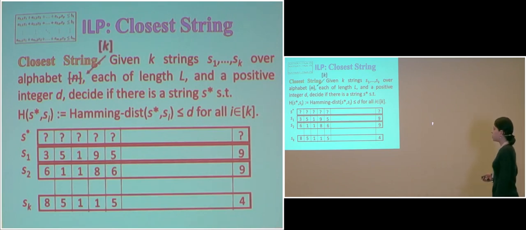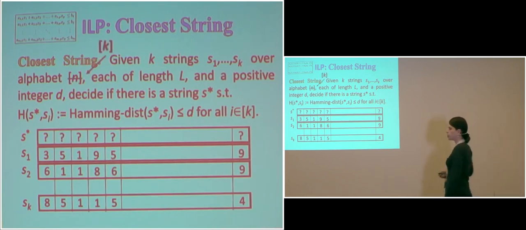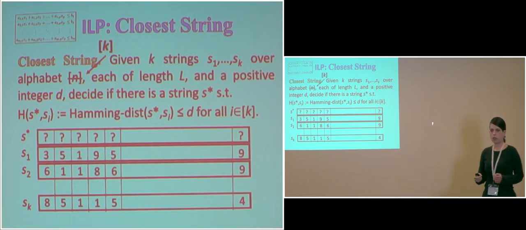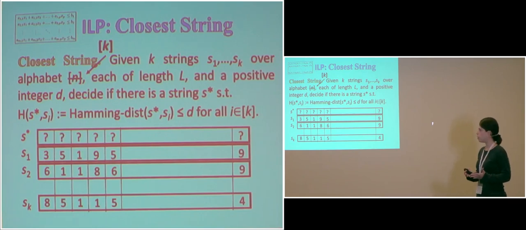Okay. So the first observation is that we can assume that our alphabet is actually small. It has only the numbers 1 to k. Why does that make sense? What is the intuition here? So we have only k strings.